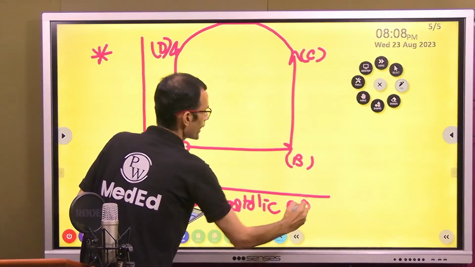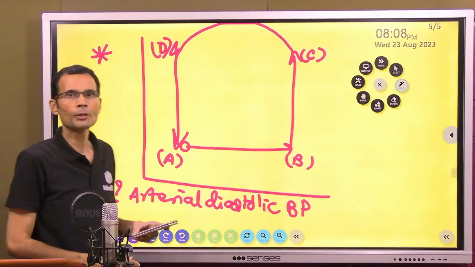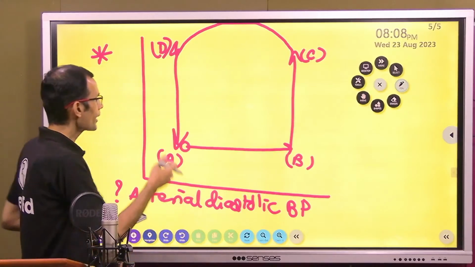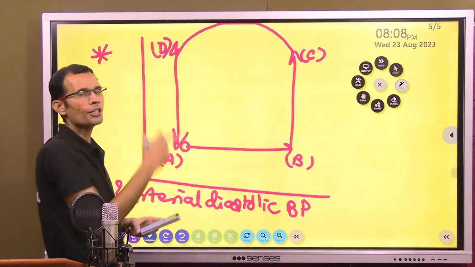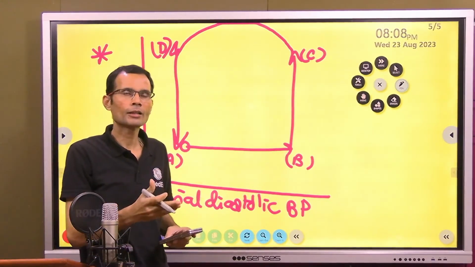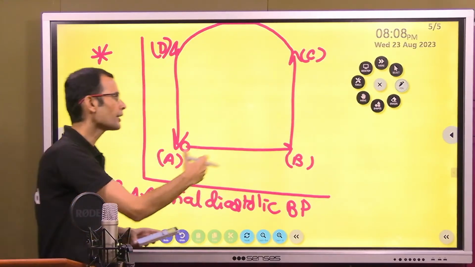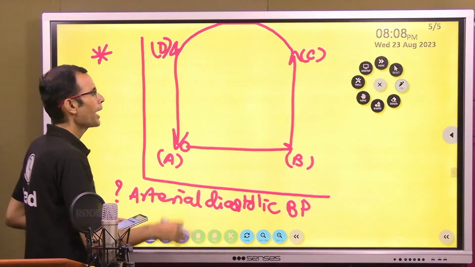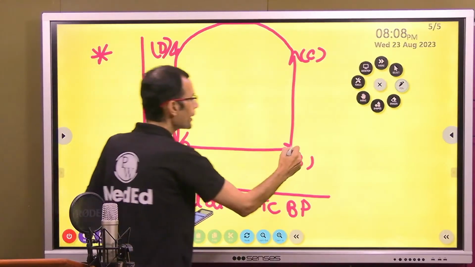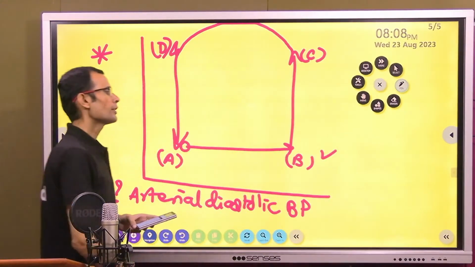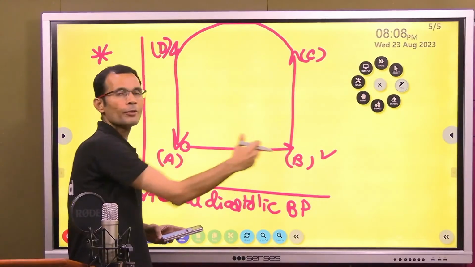Which point exactly corresponds with the arterial diastolic blood pressure? The options are A, B, C or D. Again, a question related to the cardiac cycle and left ventricular events. And the answer, of course, is B, because it is the end of the ventricular diastole.